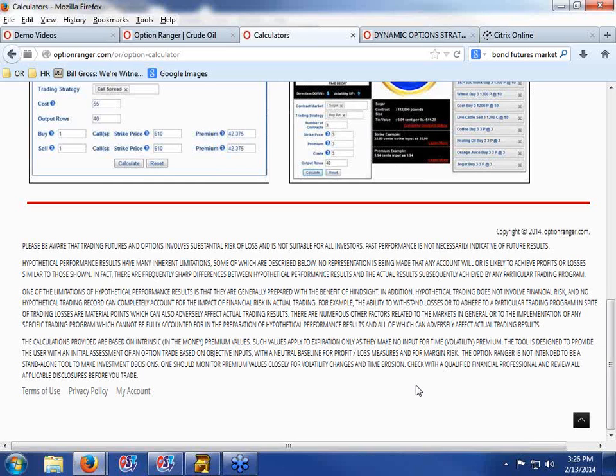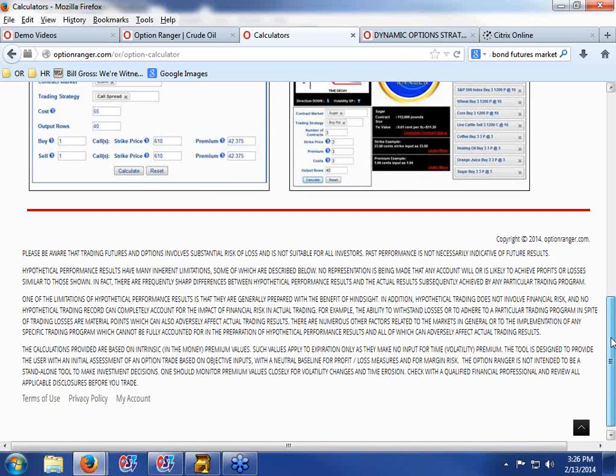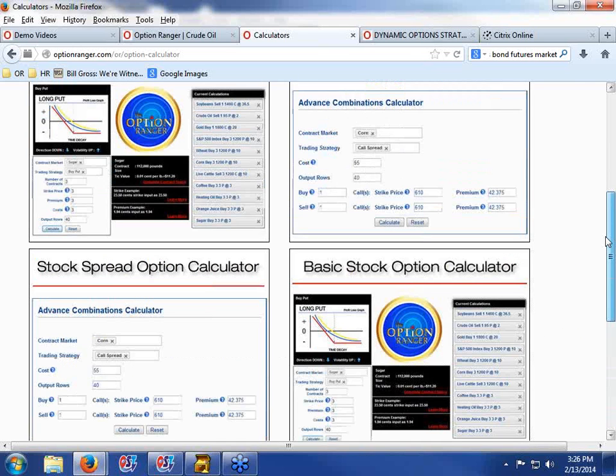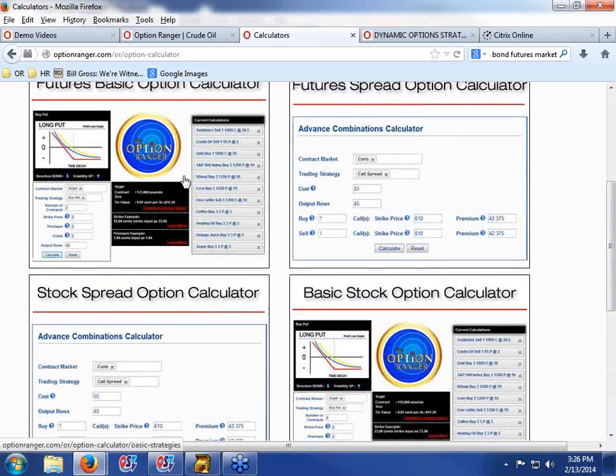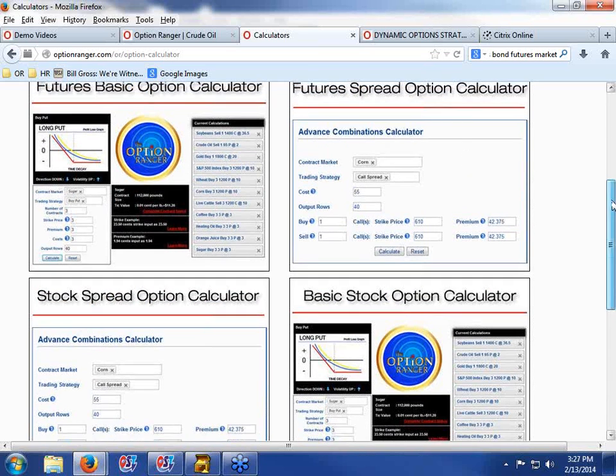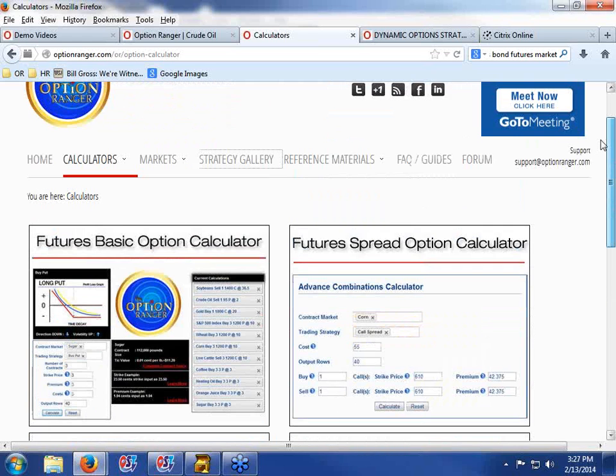So that has been input, and you can do either basic strategies under the basic stock option calculator, or you can do advanced stock strategies with our stock spread option calculator. And likewise, there are basic future strategies as well as spread future strategies that you can use and that you can model. Bear in mind that this is not individualized trading advice.